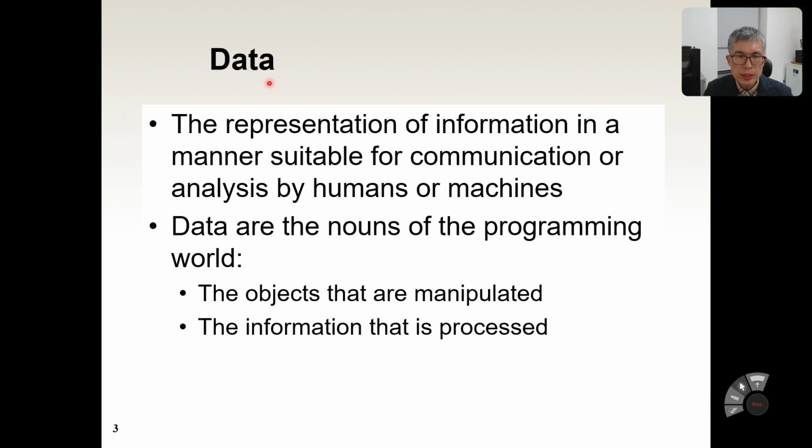Data is defined as the representation of information in a manner suitable for communication or analysis by humans or machines, like computers or smartphones. They are the nouns of the programming world: the objects that are manipulated, the information that is processed.